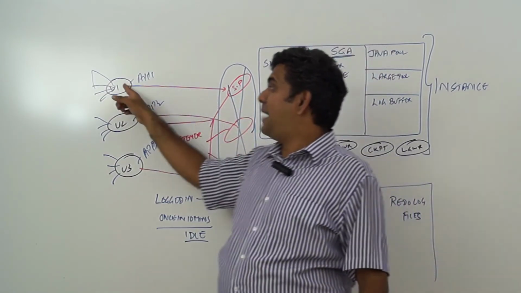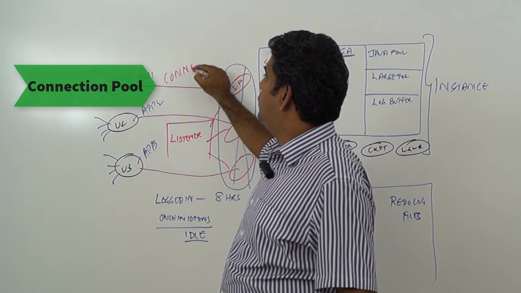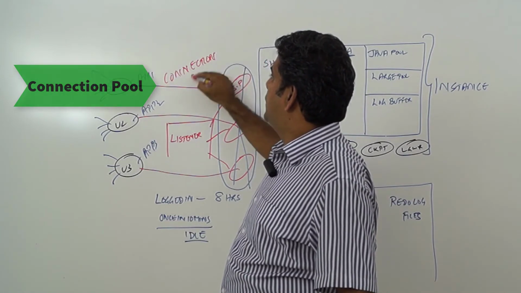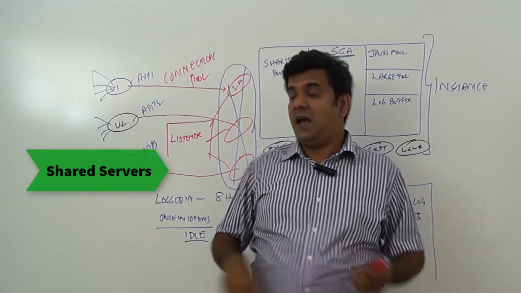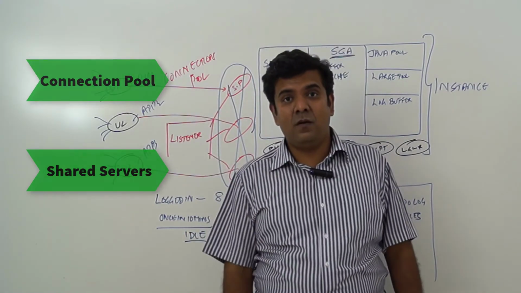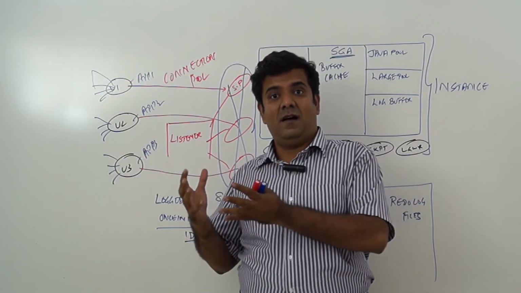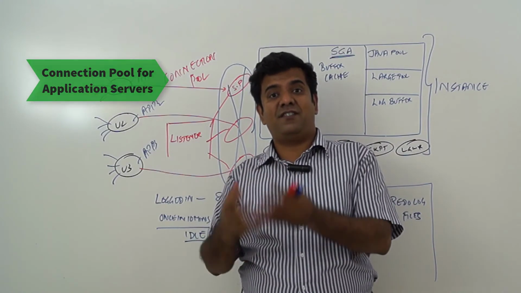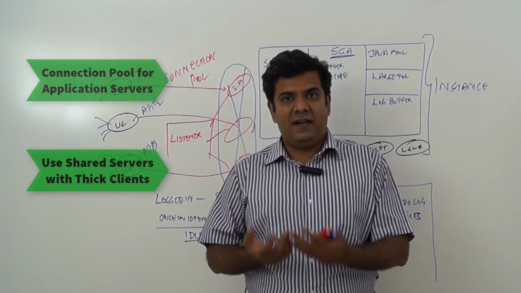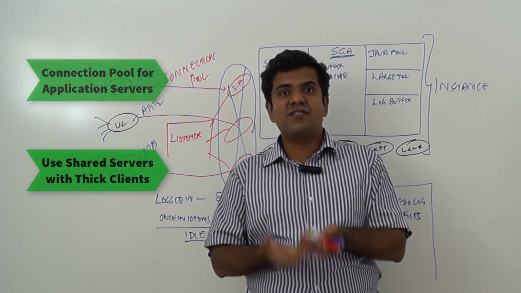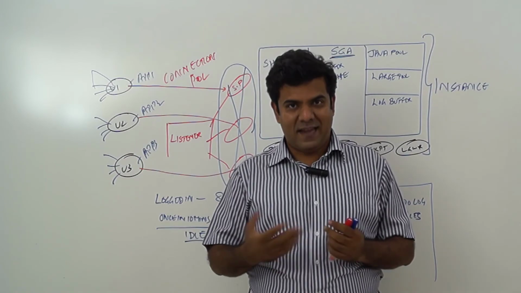So for that purpose, applications use what is called a connection pool. The 2 things we're going to talk about are how we implement shared servers and what the purpose of a connection pool is, and both are targeting 2 specific environments. One is the connection pool in the case of an application middle tier, and shared server when you're using thick clients, as your application is installed on your desktop and works from there. We will talk about both in the next couple of videos.